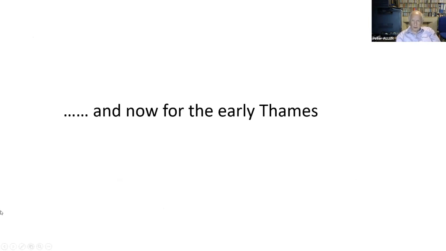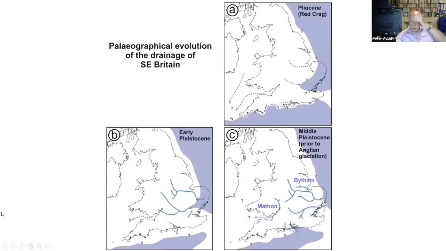But now to move on to something rather less controversial, as it were. So to talk about the paleogeographical evolution of southeast Britain, and particularly the Thames. So here you can see what I was just talking about, essentially, the Crag Sea coming well inland and tributaries coming in. There would have been tributaries from the west, tributaries from the south.